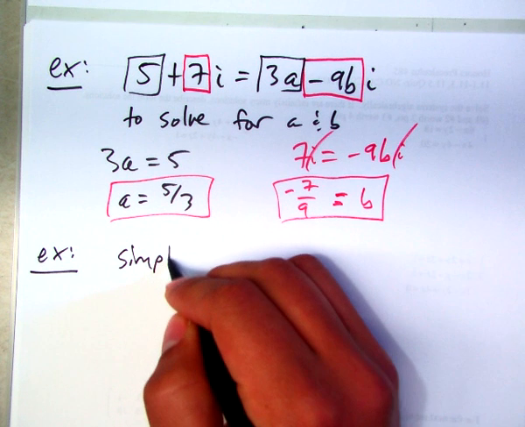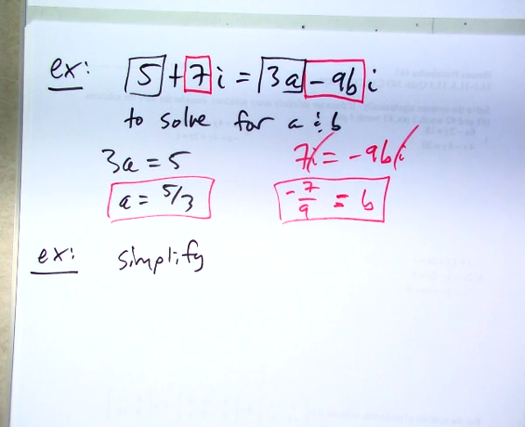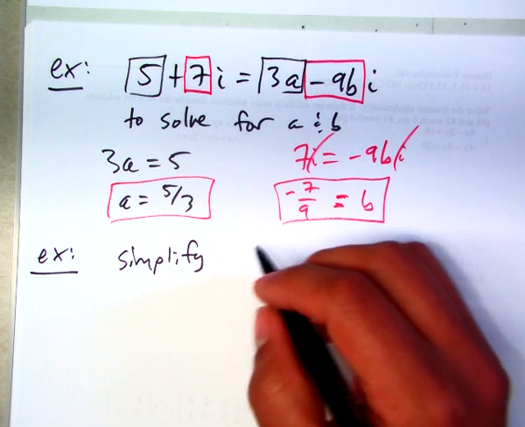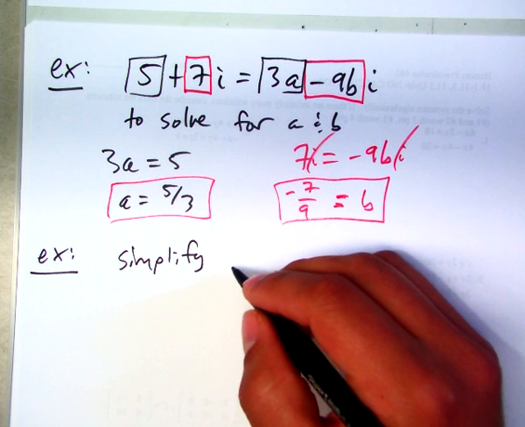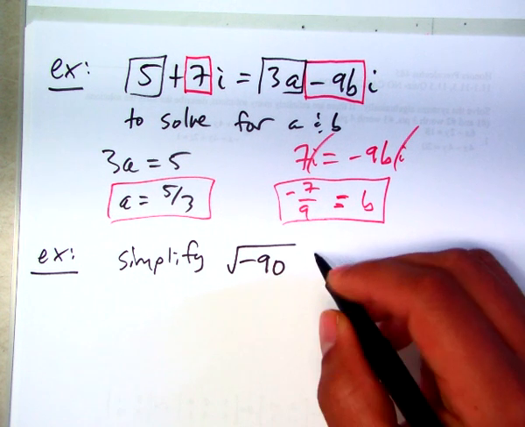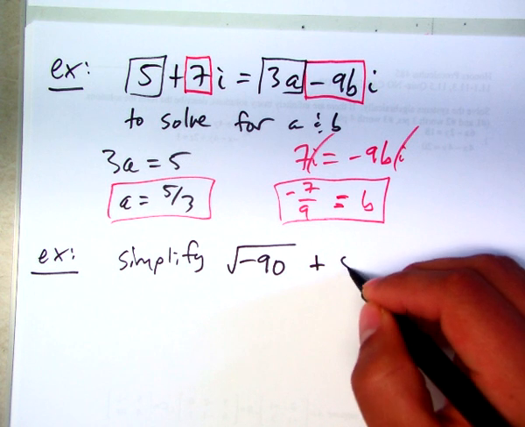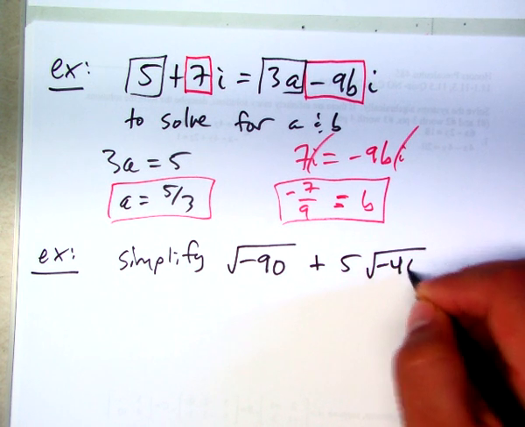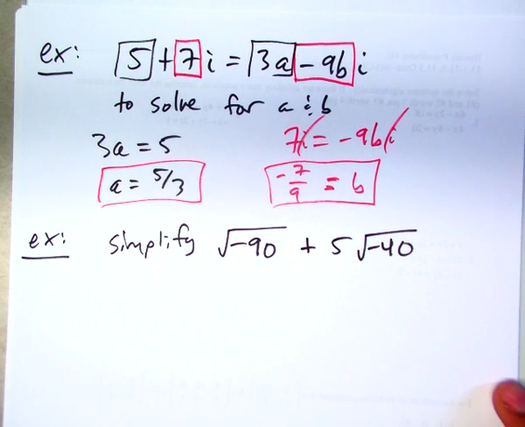We're doing about 2 weeks worth of advanced algebra in about 25 minutes here. Okay. Simplifying radicals that have negatives in the radical.